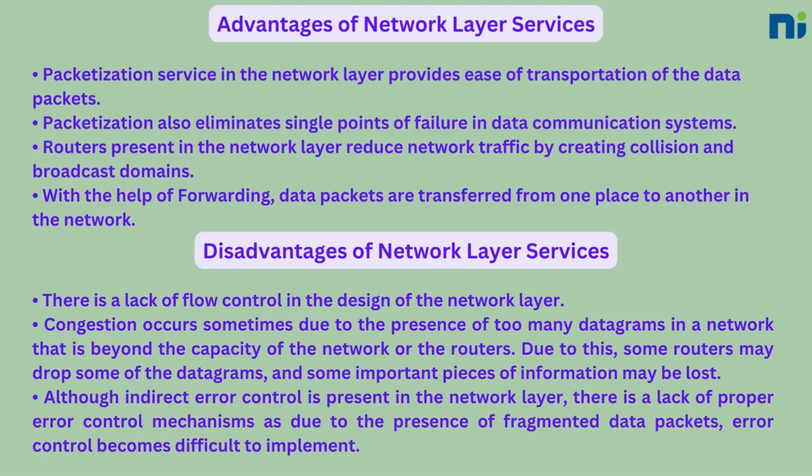Disadvantages of network layer services. There is a lack of flow control in the design of the network layer. Congestion occurs sometimes due to the presence of too many datagrams in a network that is beyond the capacity of the network or the routers. Due to this, some routers may drop some of the datagrams, and some important pieces of information may be lost. Although indirect error control is present in the network layer, there is a lack of proper error control mechanisms due to the presence of fragmented data packets. Error control becomes difficult to implement.